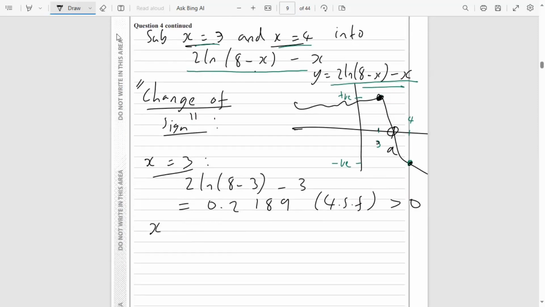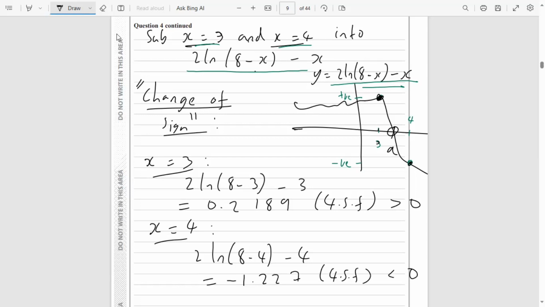So when we plug in x equals 4, hopefully we get a negative number, because then that proves we've got a change of sign. So we plug in x equals 4: 2 ln of 8 minus 4, take away 4. That's 2 times ln 4, take away 4. Yeah, we get a negative number, minus 1.227 to 4 significant figures, which is less than 0. You don't have to give the numbers to a certain degree of accuracy. I just randomly chose 4 significant figures, but 3 is normally fine. So we've got 2 different numbers with different signs.